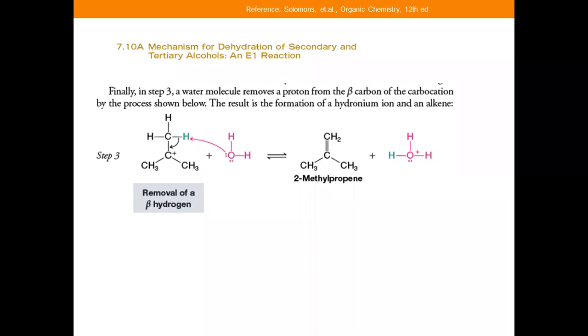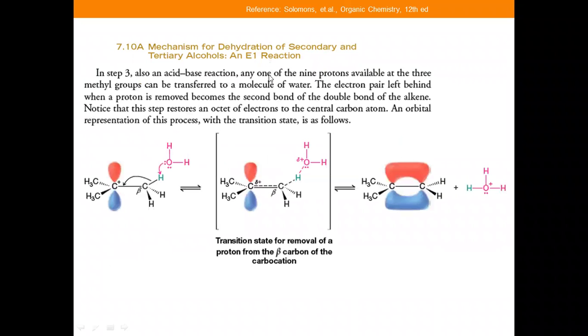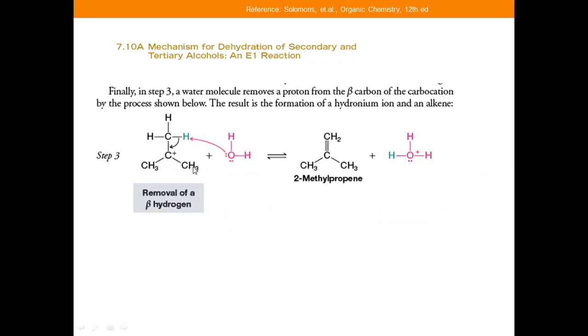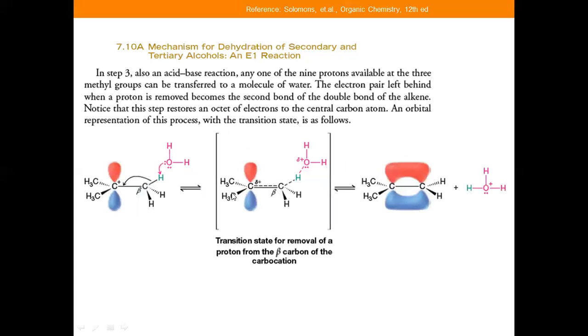In step 3, when the base abstracts the proton, any of the 9 protons available on the 3 methyl groups, 1, 2, 3, can be abstracted. Any of the 9 protons available on the 3 methyl groups can be transferred to water molecules. The electron pair left behind when a proton is removed becomes the second bond of the double bond. I already discussed that one. So any of those can be abstracted. Let's say you have your beta hydrogen here; any of those can be abstracted by water, and you form your double bond.